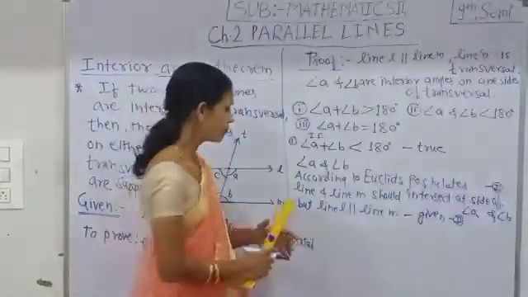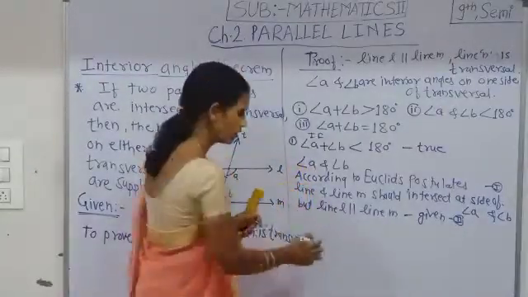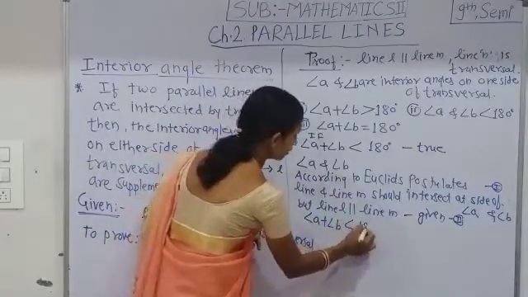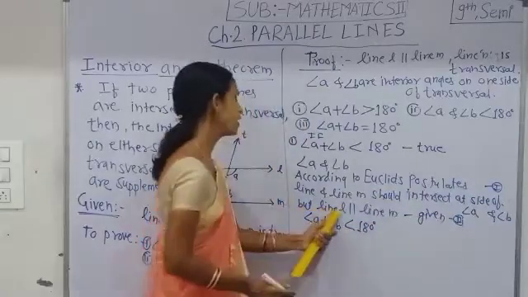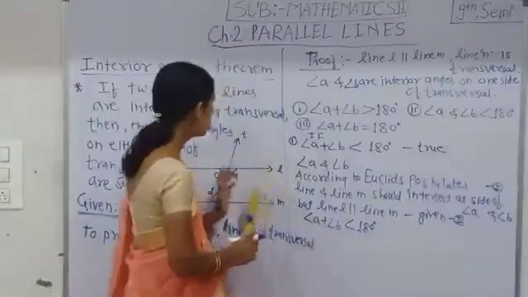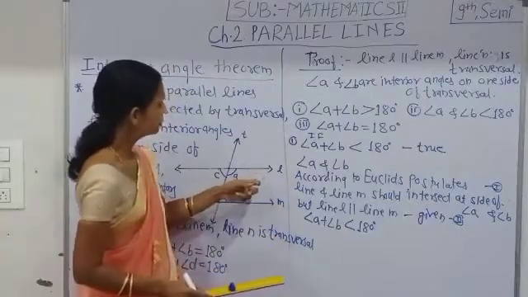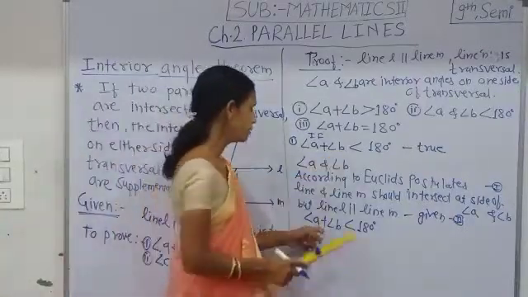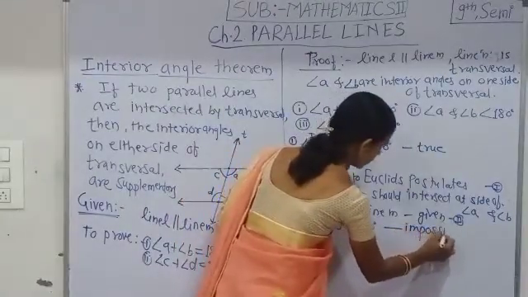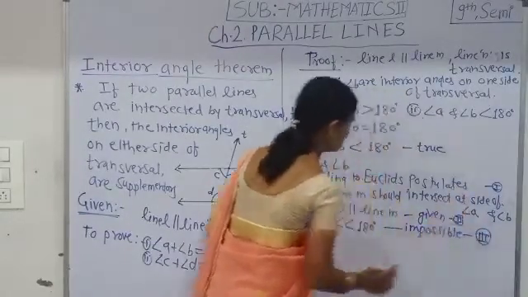That means, therefore, it is not possible that angle A plus angle B is less than 180 degrees, because line L is parallel to line M. Then they cannot intersect on the right side of those angles. Therefore, this statement is false. It is impossible. Let this be equation number 3.